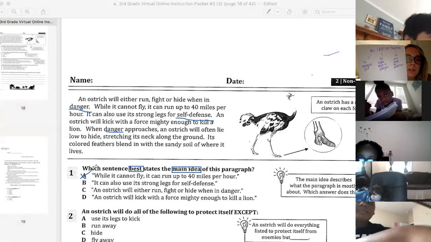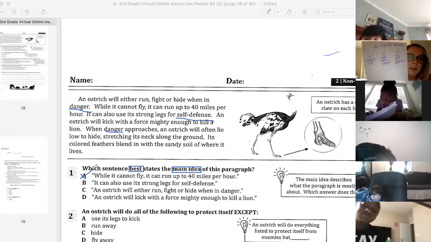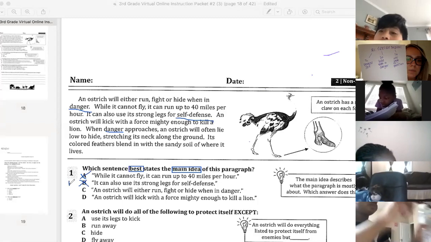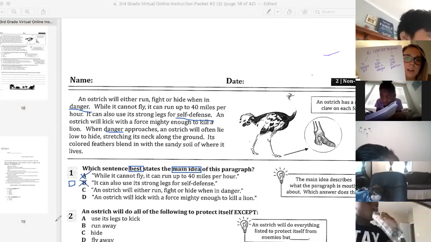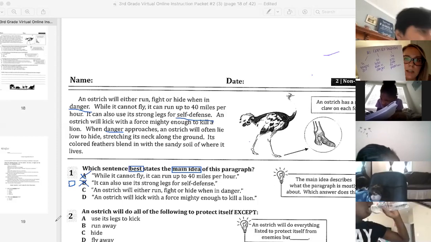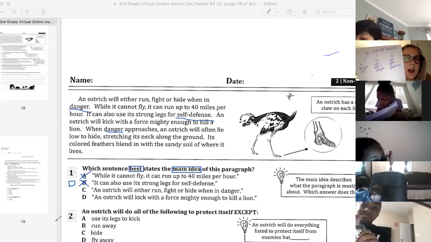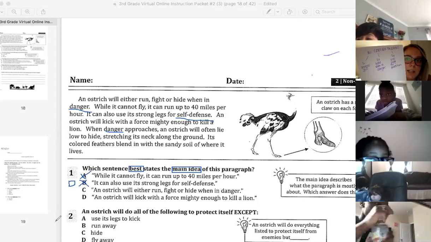It can also use its strong legs for self-defense, but we underline that as a detail. So I'm gonna cross off B and I'm gonna put a D next to it for detail. Because a lot of the time with these questions, they will give you the detail trying to trick you to think it's the main idea. So what I like to do is even though it's a detail and I should be putting no evidence, I like to cross it off and put D because it's gonna help me identify what my main idea is.